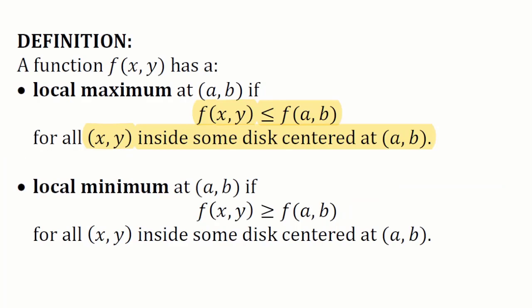And in the same way, now when we're looking at a local minimum, a function f of x, y has a local minimum at a specific point (a, b) on the x and y floor if the function value anywhere else is greater than or equal to the function value at (a, b). Okay, so that precise statement is here: for all (x, y) inside some disk centered at (a, b).